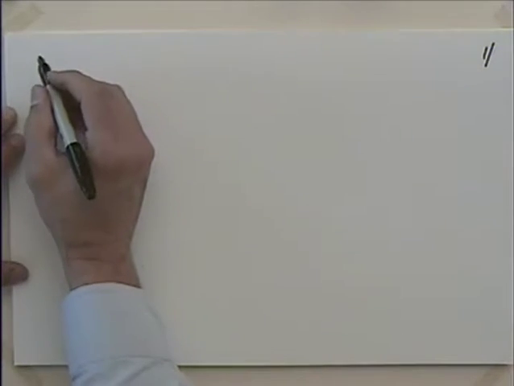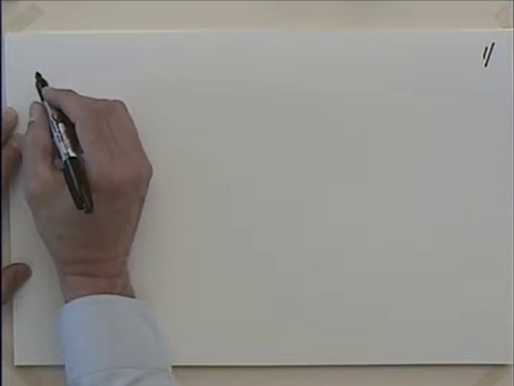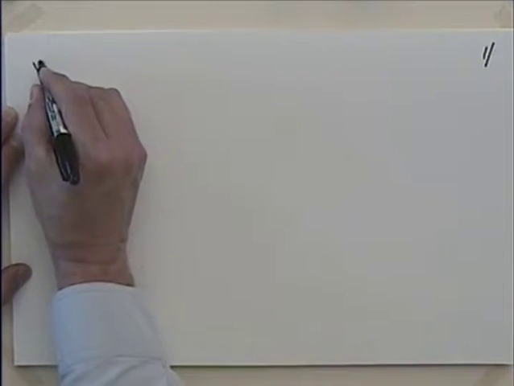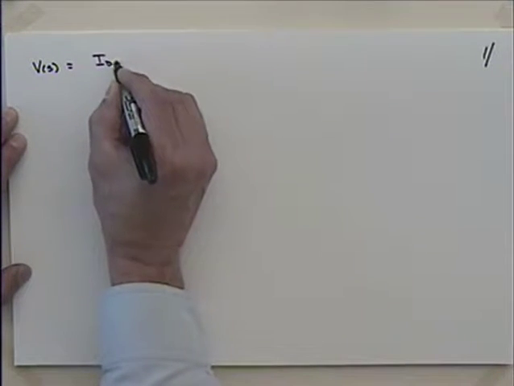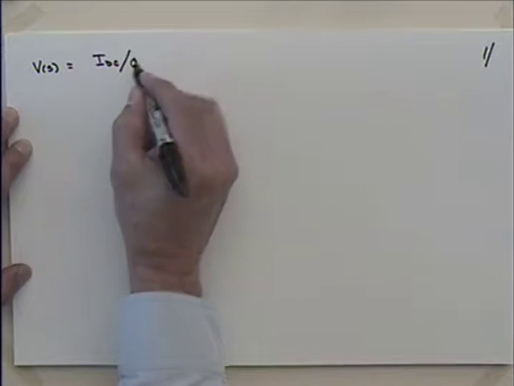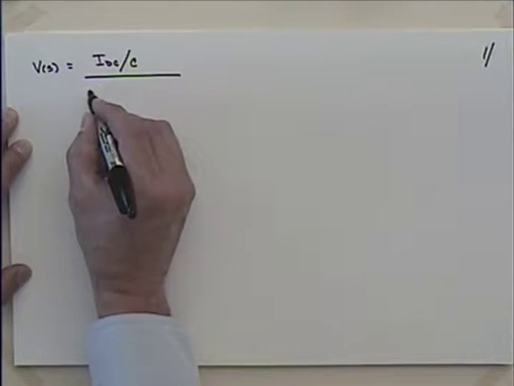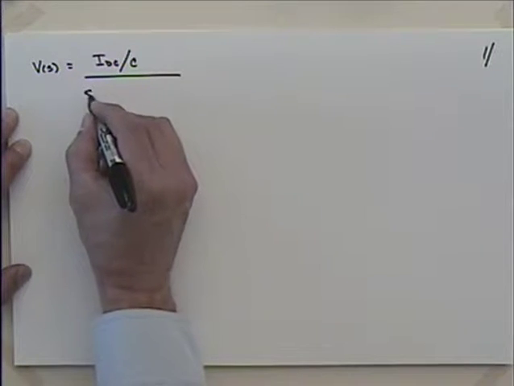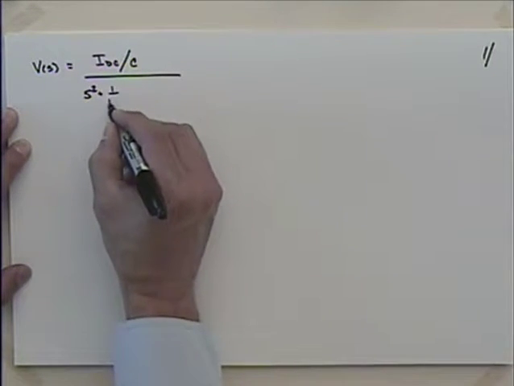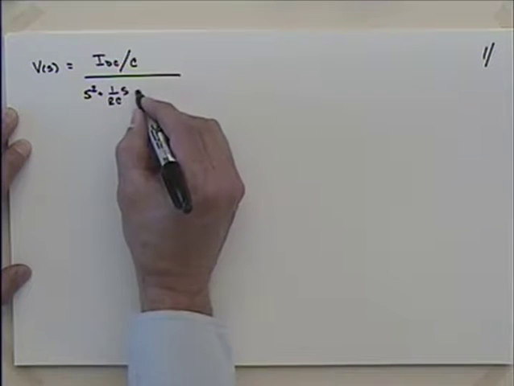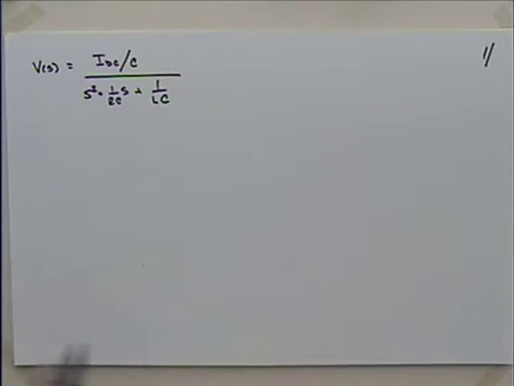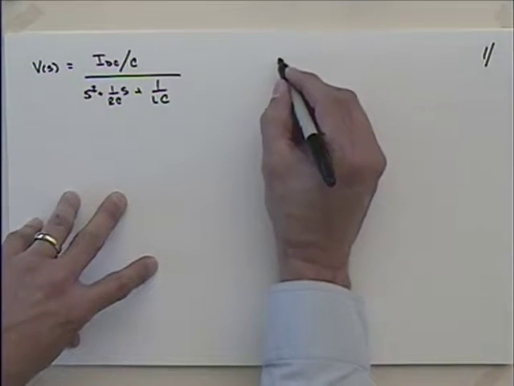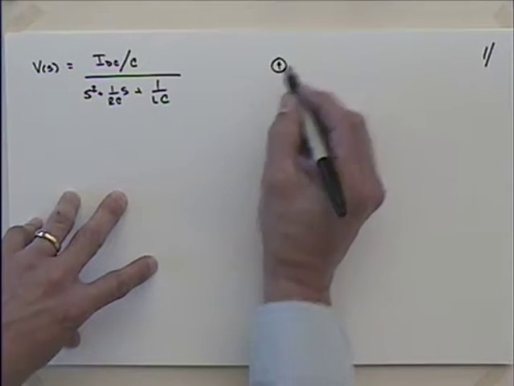So I think we'd left off last time. We had solved the differential equation and came up with the voltage in the S domain equal to IDC, that DC value for the current, divided by C. And then in the denominator we had this polynomial in the S domain: S squared plus 1 over RC times S plus 1 over LC. I don't know if you remember that. That was the answer to this equation, and I will just draw the circuit here.